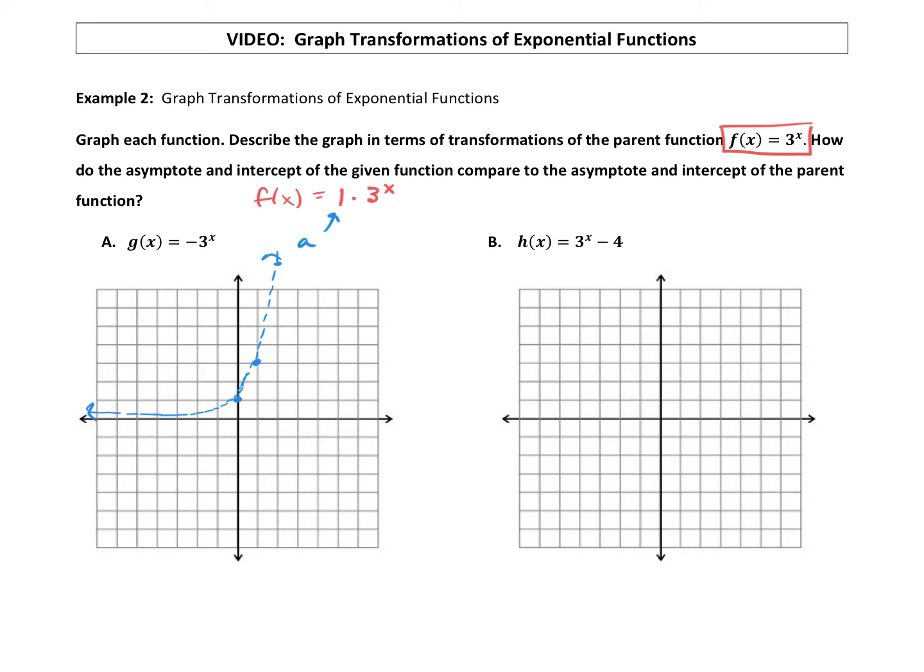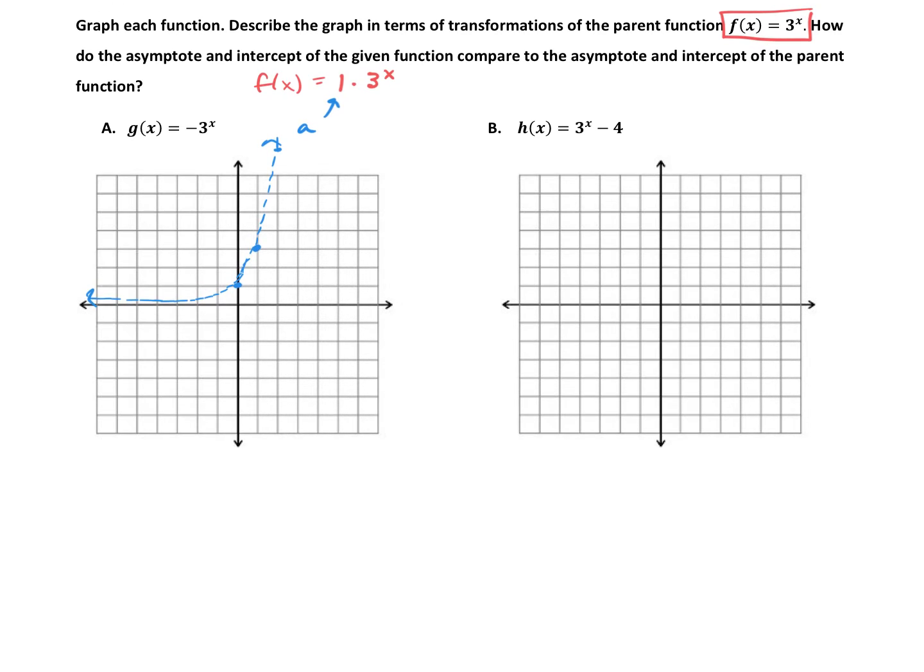So any thoughts on what a negative 3 to the x power is going to do? What kind of transformation is that? So again, let's rewrite that so we recognize g of x equals a negative 1 times 3 to the x power. All right, so when you're multiplying your function by a negative number, that is going to be a reflection across the x-axis.